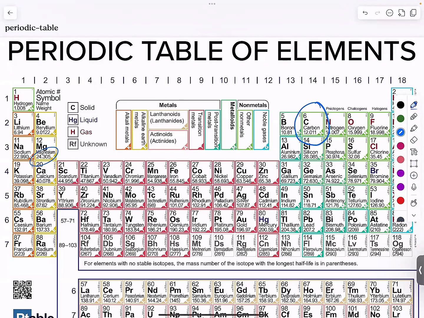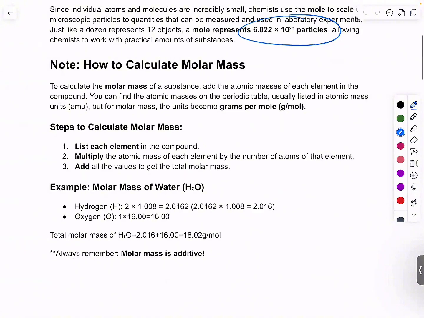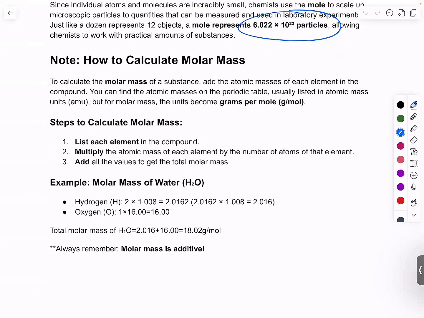Back to the review sheet here. We have steps for molar mass. For instance, water, water's everywhere, right? We have the formula for water. To calculate the molar mass of a compound with more than 1 element, we just add it all together. It's an additive process.